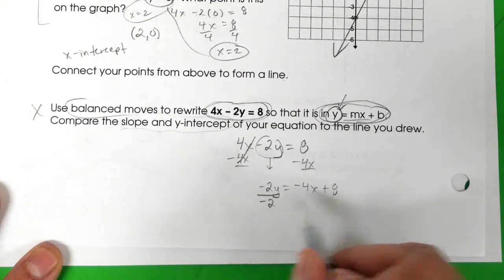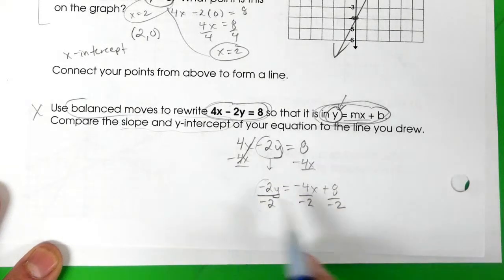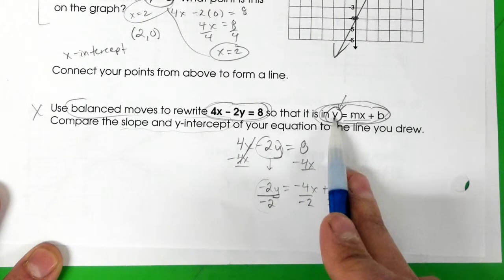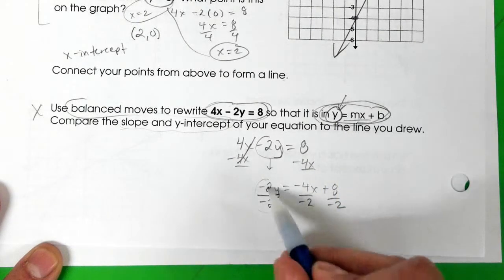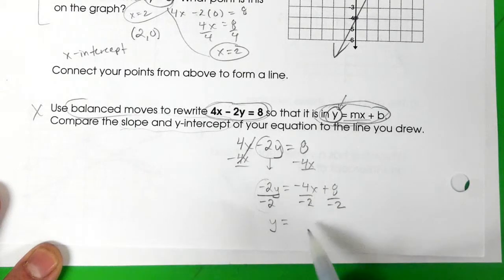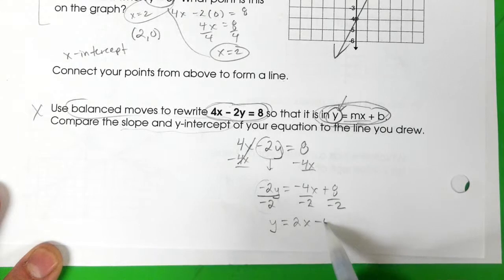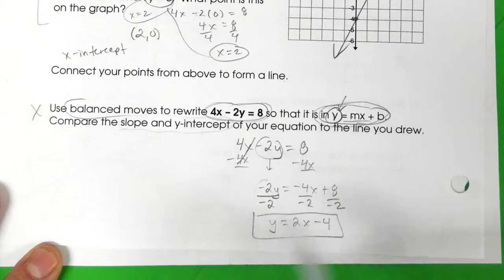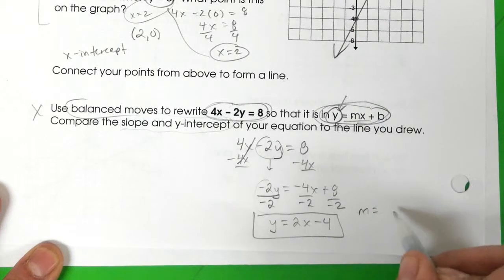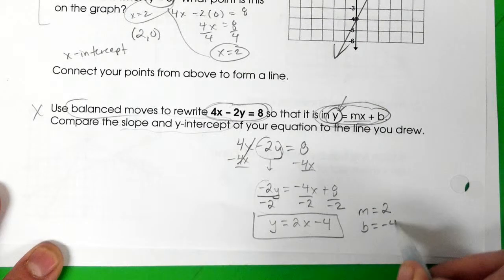The next step would be to balance it out by dividing all the terms by negative 2. Why is that? Well, if it's negative 2 times y, and we wanted to say plain old 1y, negative 2 divided by negative 2 will give us 1. Then negative 4 divided by negative 2 would be 2, and 8 divided by negative 2 would be negative 4, and we get the equation y equals 2x minus 4. The slope of that equation is 2. The y-intercept is negative 4.